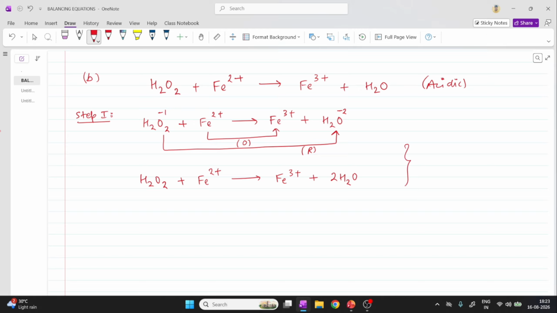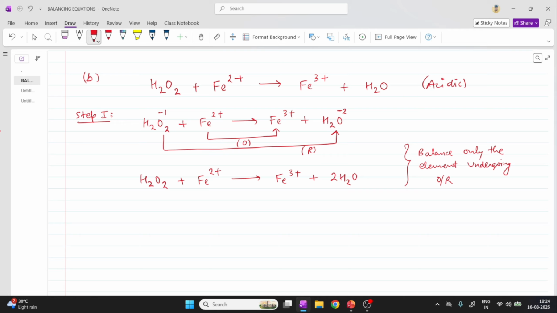Again, same principle: balance only the element undergoing oxidation and reduction. That's why we are balancing oxygen only. We are not bothered about hydrogen, because ultimately we will balance hydrogen at the end. Right now our only aim is to balance oxygen. Fine. Now when we balance this oxygen, now calculate the charge.